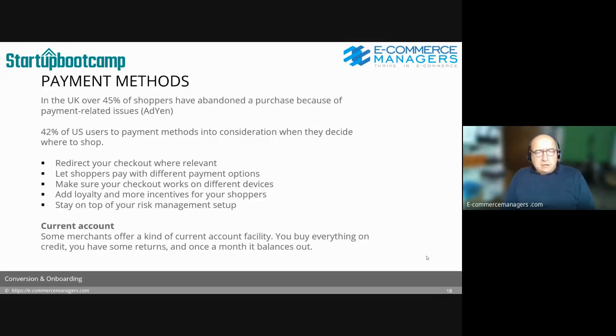We direct your checkout where relevant to the payment provider or debit card banking instance. Let shoppers pay with different payment options. Make sure your checkout works on different devices. So always, if you build or integrate something, test on the website, different browsers, both phones, so iPhone and Android, and also test on the tablet, also Apple and Android.